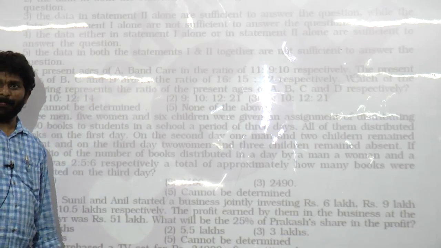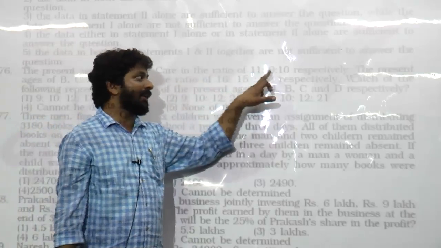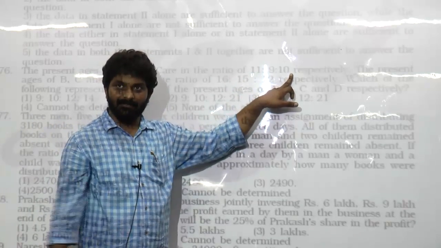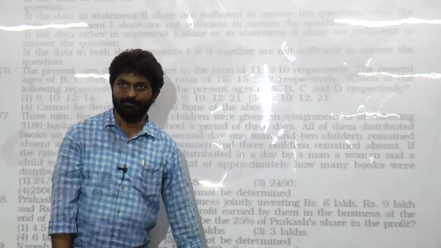Okay? Next. In case all are satisfied, I will verify it from the options. In your answer also, the ratio between A, B, C should be 11, 9, 10 or its multiple. At the same time B, C, D should also be a multiple of 16, 15, 12. Right? Next, 77.